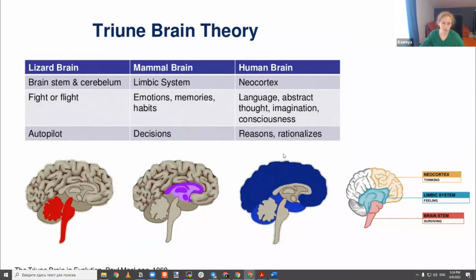And humans, for example, need to use their mind, and that's why they need all these higher functions connected with the neocortex and so on.